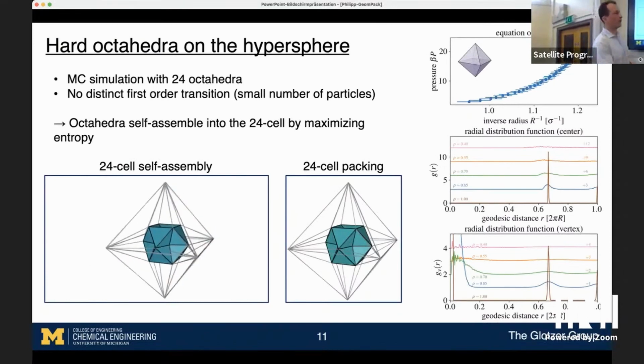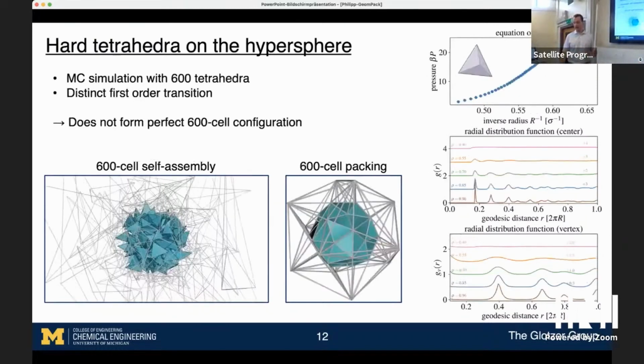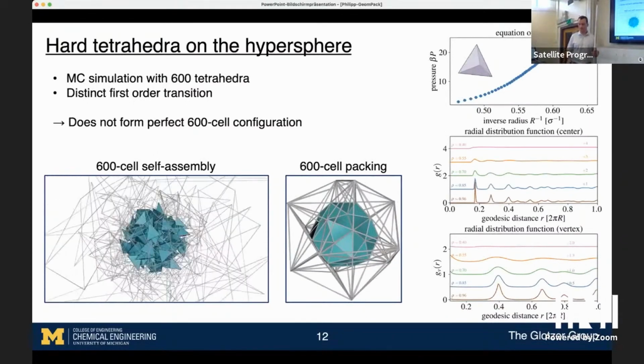And you can also see this from the radial distribution functions, where it's self-dual, so you get the same peaks. What you don't see is a nice phase transition, but this probably has something to do with the fact that we're only dealing with 24 particles, so it's very hard to obtain the phase transition. And lastly, the tetrahedra. Here we can see something really interesting.